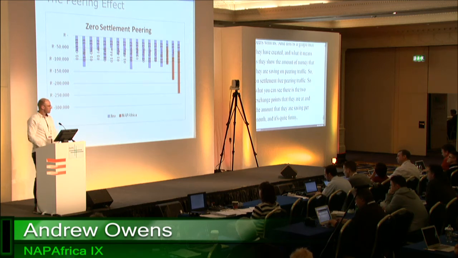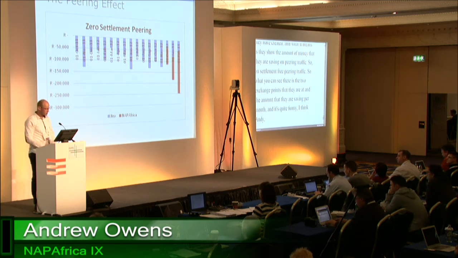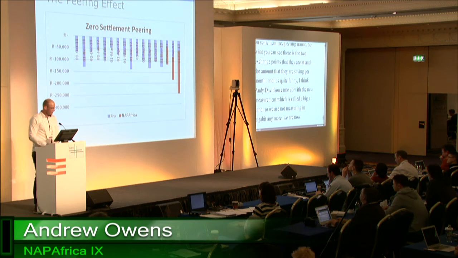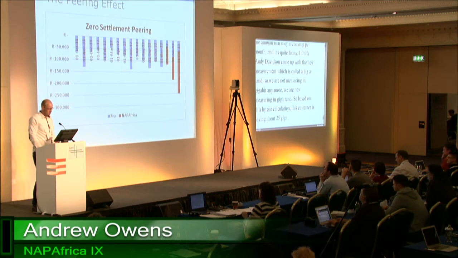And it's quite funny. I think Andy Davidson came up with the new measurement, which is called a gigarand. So we're not measuring in gigabit anymore, we're now measuring in gigarand. Based on this and by our calculation, this customer is saving about 25 gigarand per month.